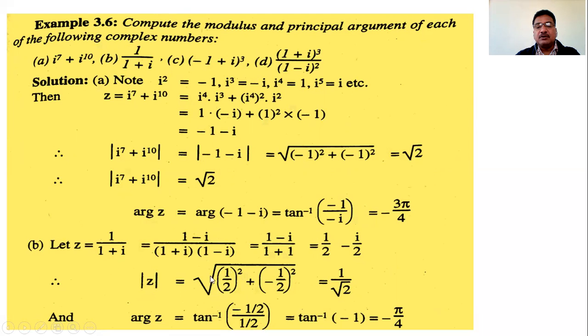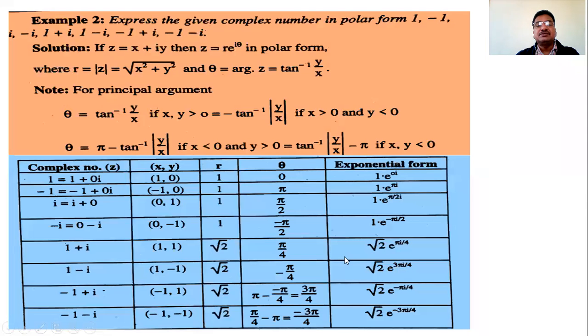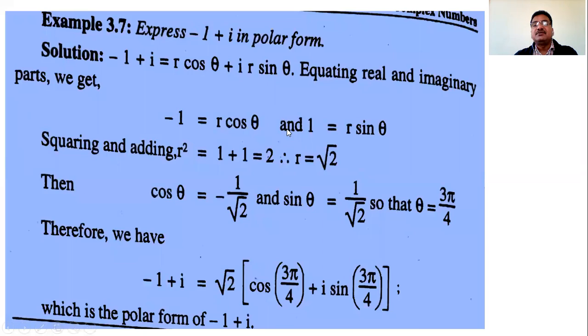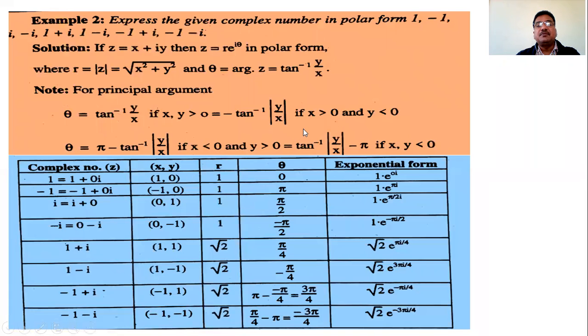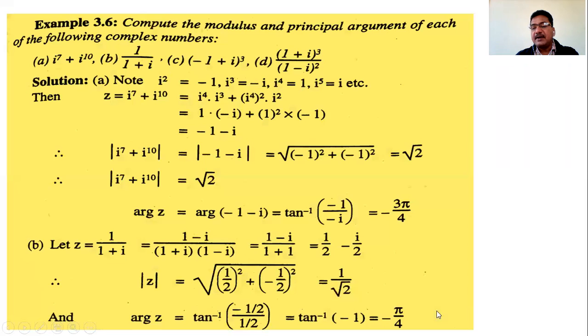And then the modulus is root of x square plus y square, that is 1 by root 2. For the principal argument, x is positive and y is negative, so use the formula minus tan inverse of mod y by x. Here y is minus half and x is half, so minus half by half is minus 1, its mod is plus 1, and tan inverse 1 is pi by 4. So minus pi by 4 is the answer.